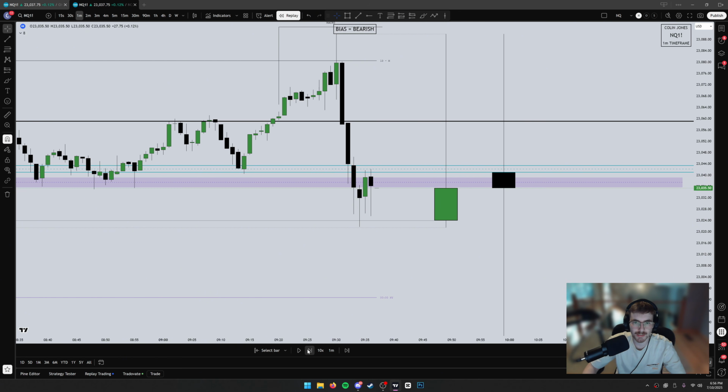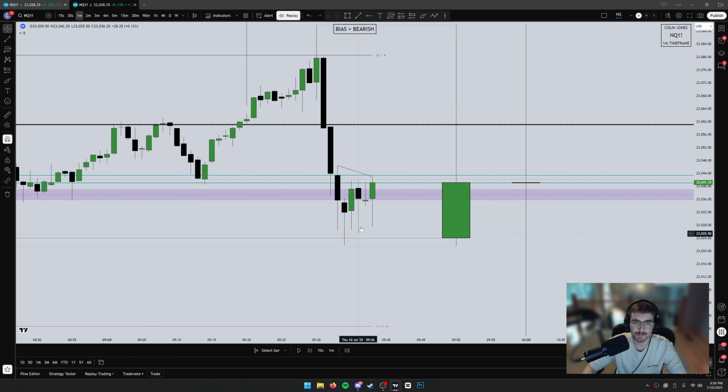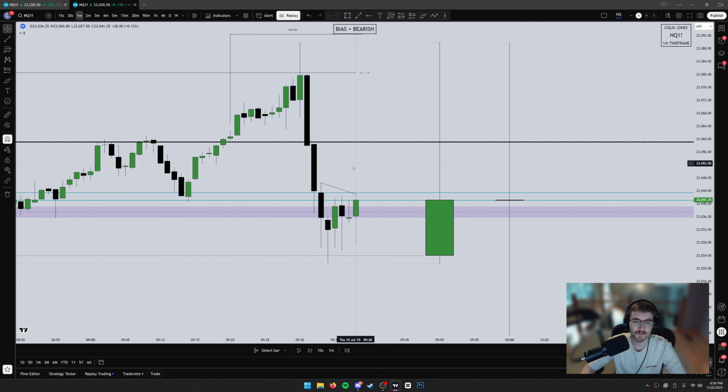So what we ended up getting was something like this, right? Exactly what I wanted to see. We ended up forming SMT between these two highs right here, which is step two, right? So we retrace, we tag a high time frame fair value gap, two high time frame fair value gaps actually, because we had our new day opening gap here as well. So we form SMT between this high and this high.